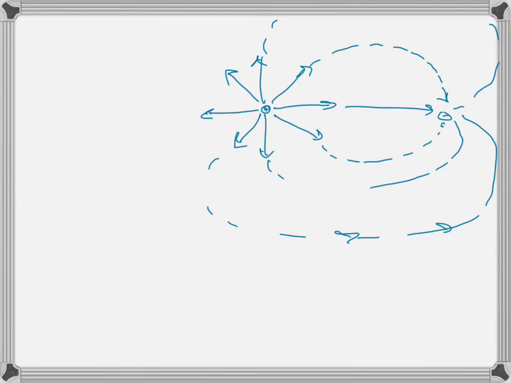All I mean by that is here where the lines are closer together, the field is bigger. Here where the lines are farther apart, the field is smaller. And most importantly, field lines don't cross.